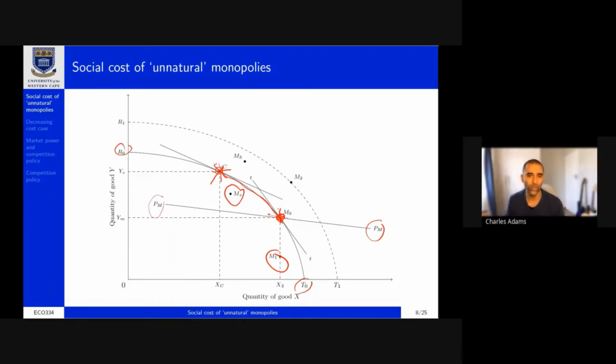On the other hand, if Schumpeter is right, and he suggests that even monopolies are subject to shareholder pressure, even monopolies face the incentive to promote production, you could end up at a point on a higher production possibilities frontier, such as M2, for example. So you could push out the frontier by having a monopoly that invests in production.